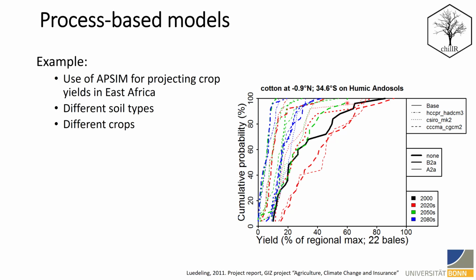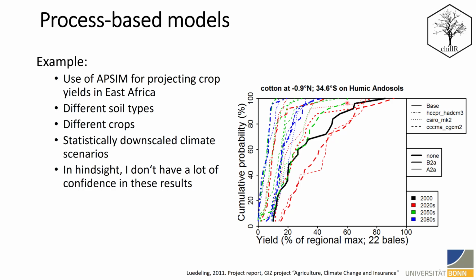Now, this is great, and can be done for different soil types and different crops, etc. These are statistically downscaled climate scenarios that are used here. And yeah, we get lots of data out and can draw lots of nice diagrams with it.